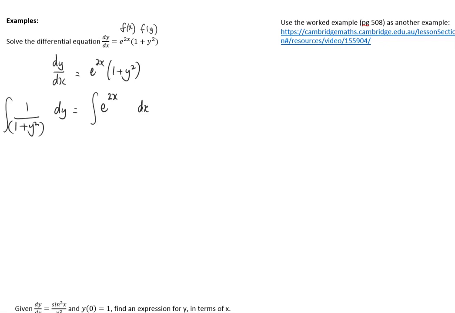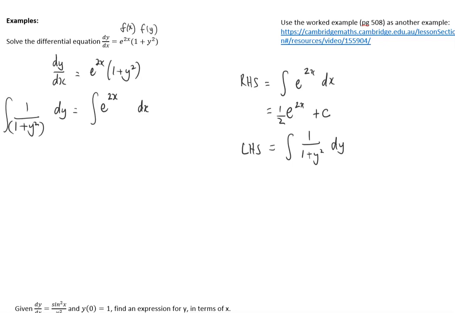Now this time we've got two functions that we integrate separately. So if we look at the right-hand side first of all, the right-hand side of this equation is the integral of e to the 2x dx, a reasonably simple integral, so it's going to be a half e to the 2x plus c. If we look at the left-hand side, it's a little bit more complicated, but not a major amount: the integral of 1 over 1 plus y squared dy.